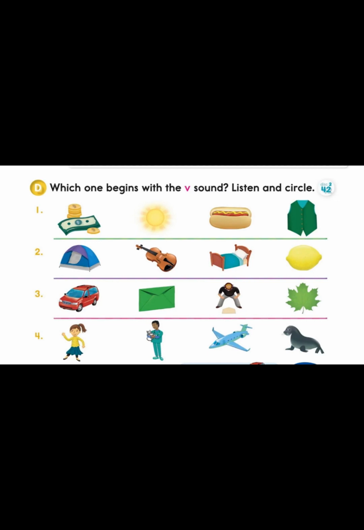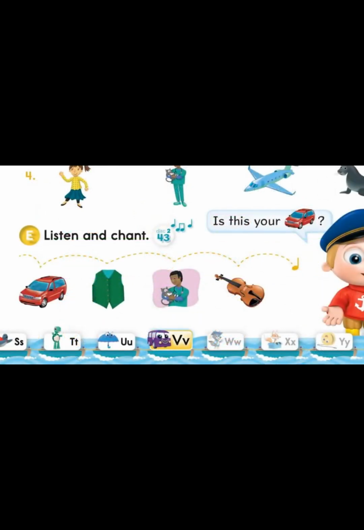3. Van. Envelope. Umpire. Leaf. 4. Girl. Vet. Jet. Seal. Page 71. E. Listen and chant.